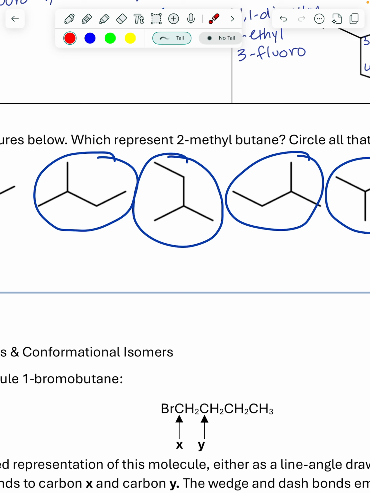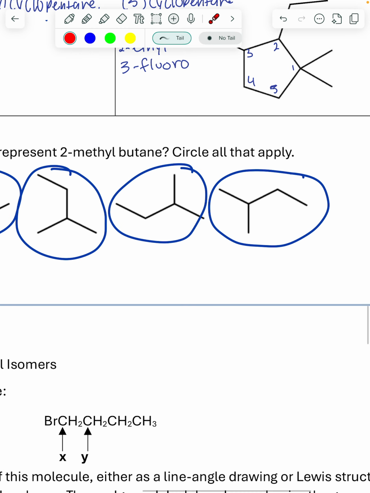For this one, we could do 1, 2, 3, 4. That's butane right here with the methyl on the second carbon. Or we can do 1, 2, 3, 4 with methyl on the second. So this one also would be an example. This one right here, same thing. 1, 2, 3, 4 with methyl on the second. Or you could do 1, 2, 3, 4 with methyl on the second. So this one also matches the 2-methylbutane.